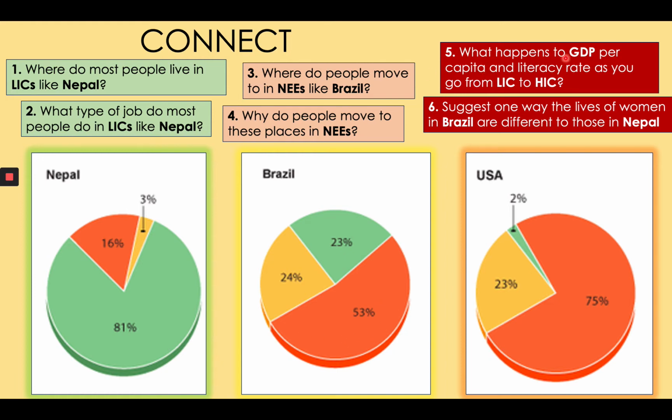Number 5, what happens to GDP per capita and literacy rate as you go from LIC to HIC? Well, very simply, they increase. People earn more money per year, and a much higher percent of people can read and write.